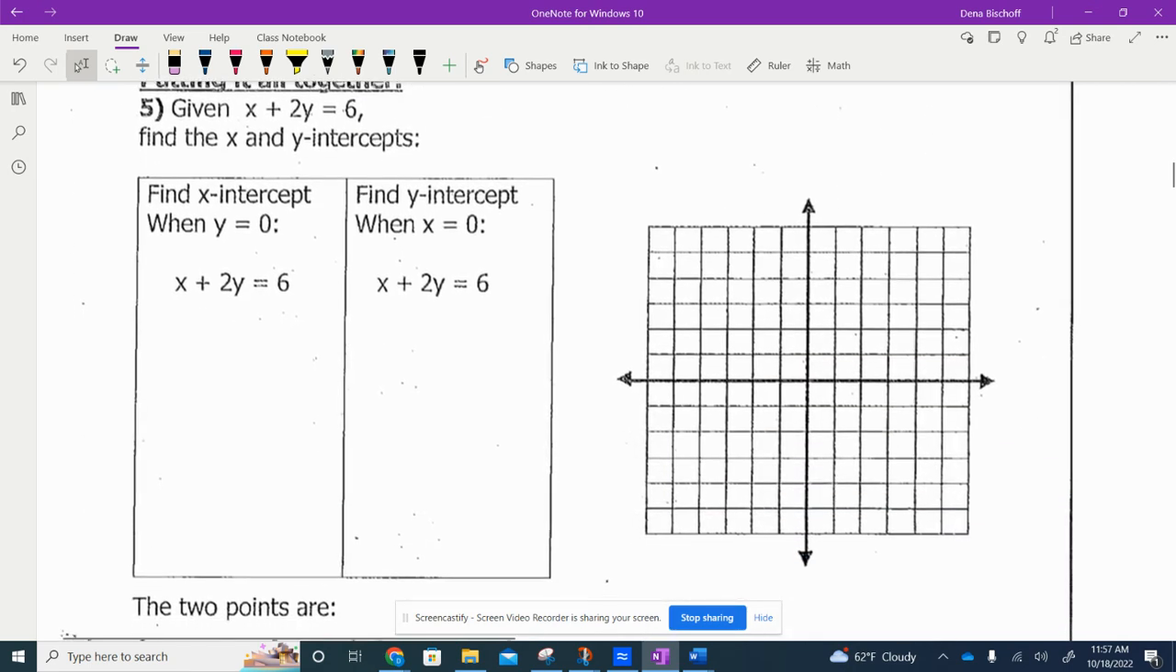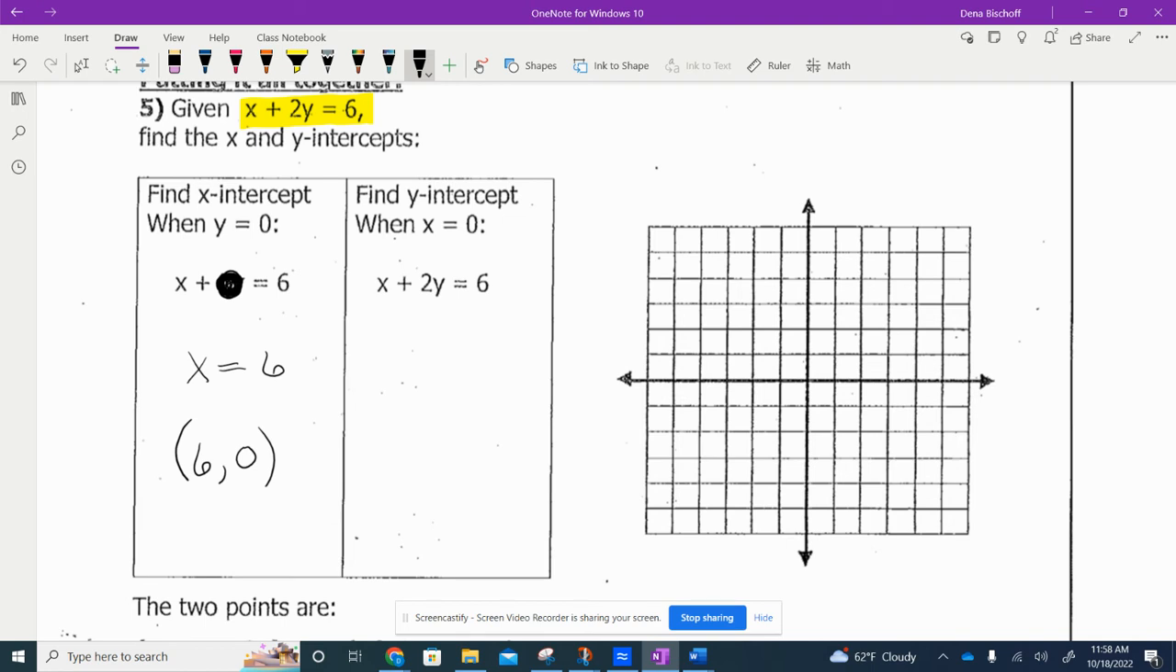All right. So sometimes you're going to be given an equation like this equation right here, and you're asked to find the x-intercept and the y-intercept. Remember, when you want to find the x-intercept, y equals 0. So cover it up. Cover that up. So that leaves you with x equals 6. So the x-intercept is the ordered pair 6, 0.